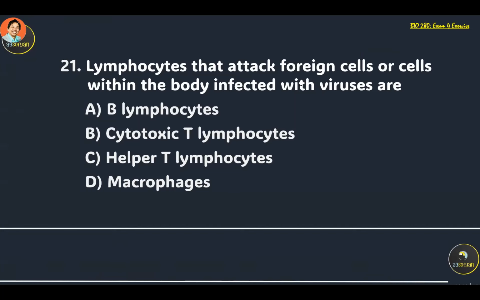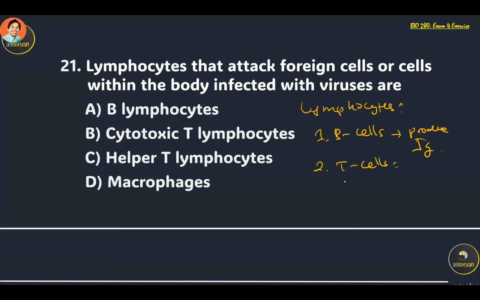Lymphocytes that attack foreign cells or cells within the body infected with viruses are A, B, C, or D. Okay, again, remember lymphocytes. There are two types. B cell or B lymphocyte, this one produces antibody, Ig.